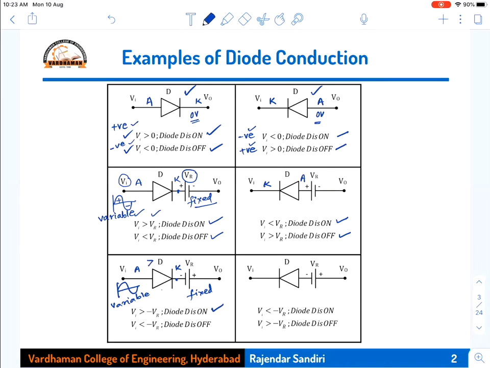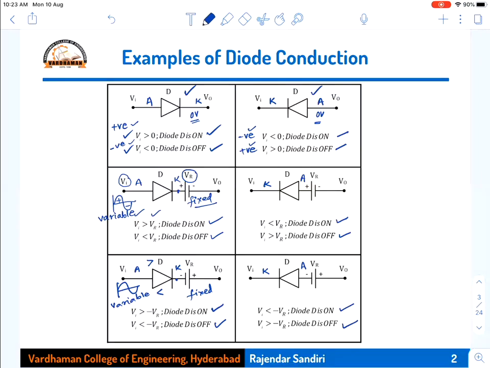Now, if anode is less than cathode, then Vi is less than minus VR, and the diode is off. When the diode is interchanged like this, the direction is reversed, so your cathode is this side and anode is this side. Now it will be reversed. Vi is less than minus VR, the diode is on. Vi is greater than minus VR, the diode is off.